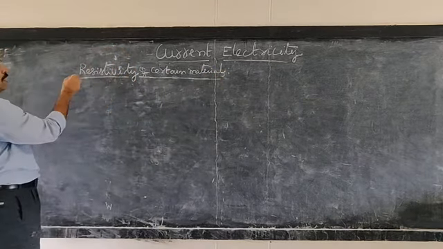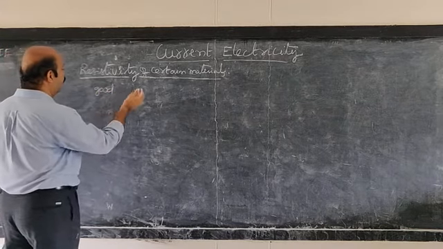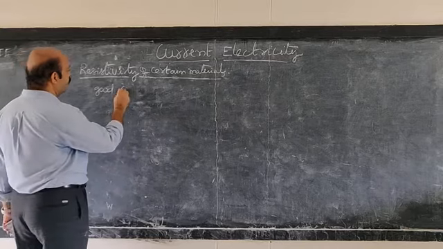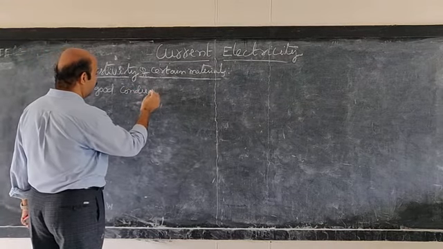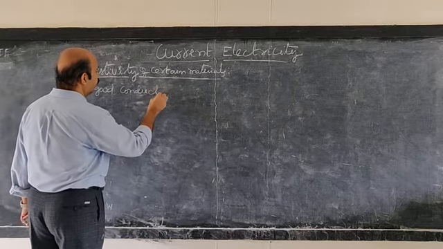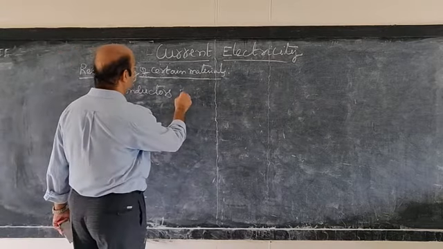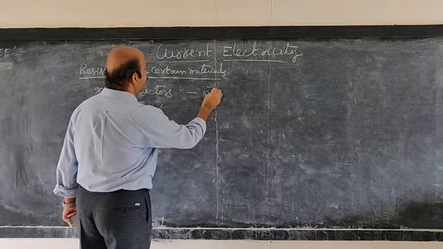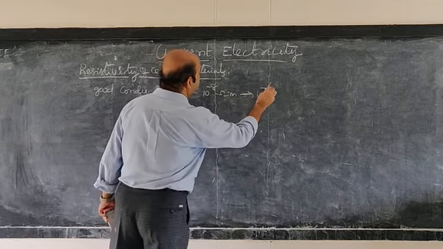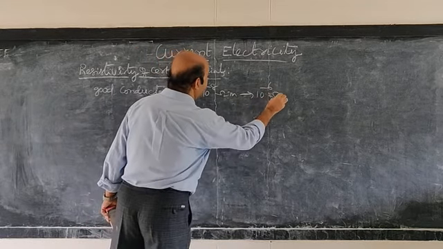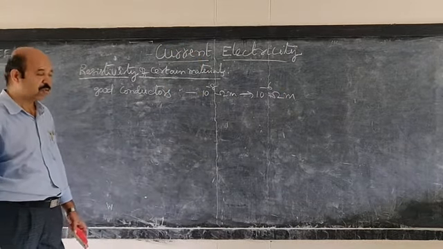See, good conductors have small values of resistivity. Good conductors like copper, iron, silver, gold, etc. So they are all good conductors or metals. For good conductors, the resistivity is of the order of 10 power minus 8 ohm meter to 10 power minus 6 ohm meter.